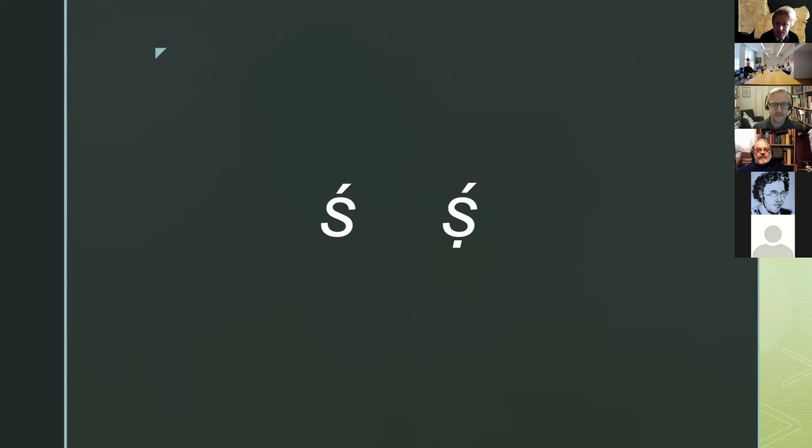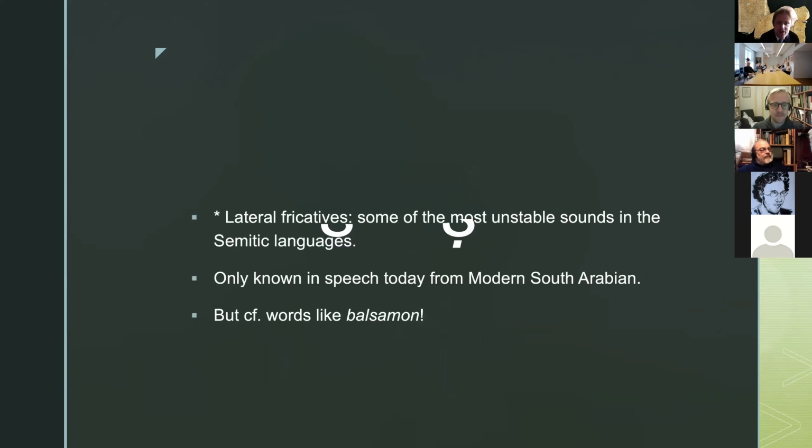And how do we know this? We know this because there are Semitic languages today which still preserve this sound. The only Semitic languages that preserve them today are modern South Arabian, languages like Mehri and Soqotri, which are not dialects of Arabic, but minority languages in the southern Arabian Peninsula. But we also know that this sound was actually current even in Hebrew, or at least in Northwest Semitic, through certain ancient loanwords into other languages.